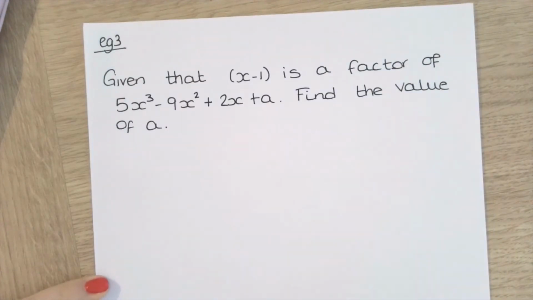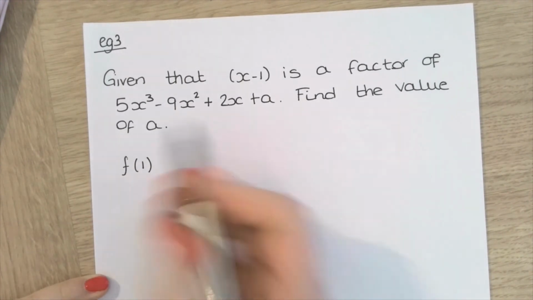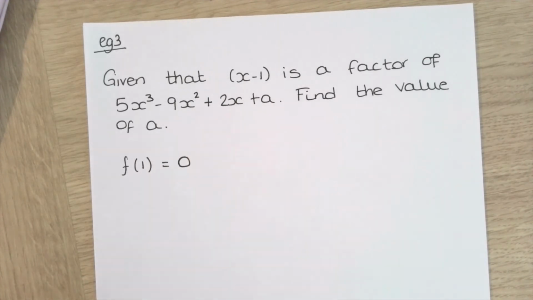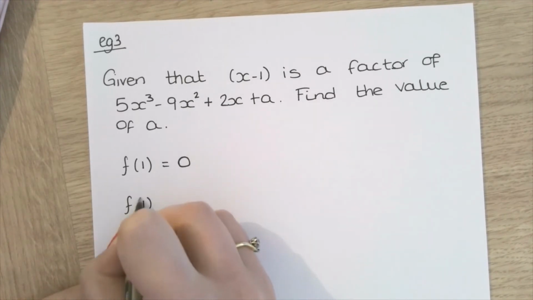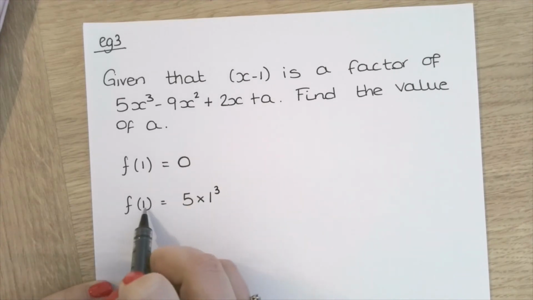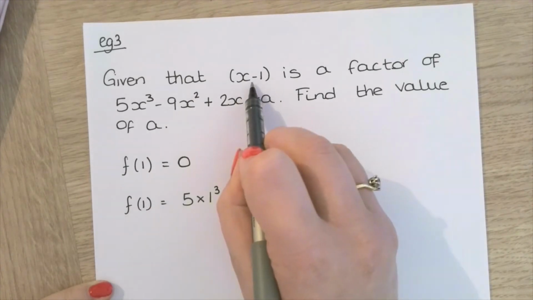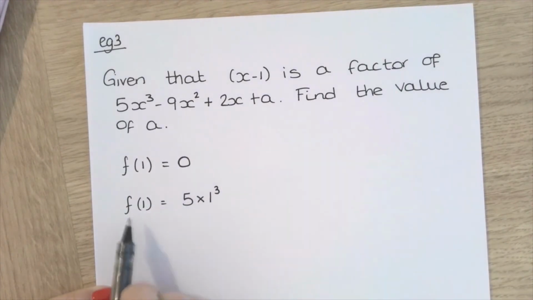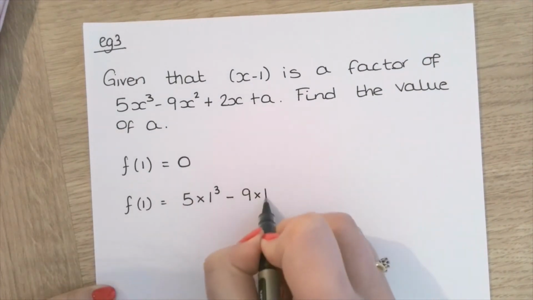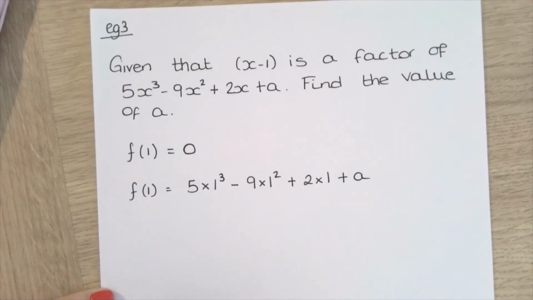of a. So we know that when I substitute in f of 1, that will be equal to 0. There will be no remainder. So let's find what f of 1 is. 5 times 1 cubed. Remember, I'm substituting this 1 into the function here. I've gone f of 1 because my x minus 1 is a factor, so I'm doing f of 1. So 5 times 1 cubed minus 9 times 1 squared plus 2 times 1 plus a.